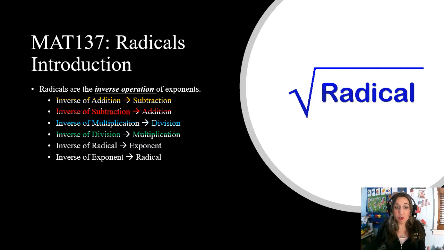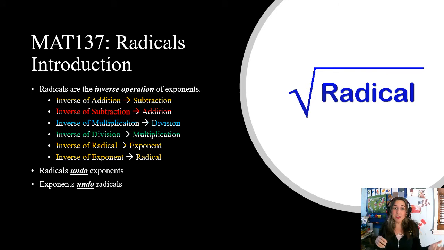These are inverse operations. Well, the inverse of a radical is an exponent, and the inverse of an exponent is a radical. So what does that mean? It just means that radicals undo exponents and exponents undo radicals, just like addition undoes subtraction and multiplication undoes division. It might sound like a weird concept, but the more you work with them, the more second nature this will become. Just like multiplication and division being inverses is second nature to you, and subtraction and addition being inverses is automatic. You just know it. It's going to feel the same with radicals and exponents the more you work with them.